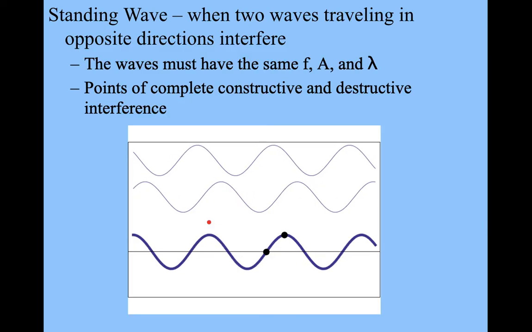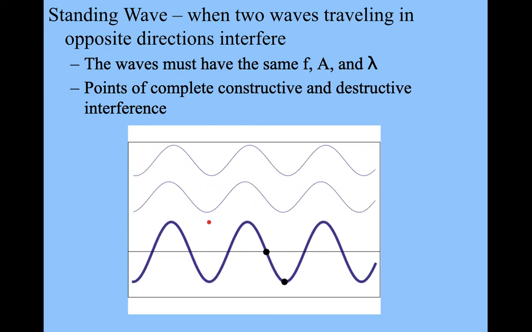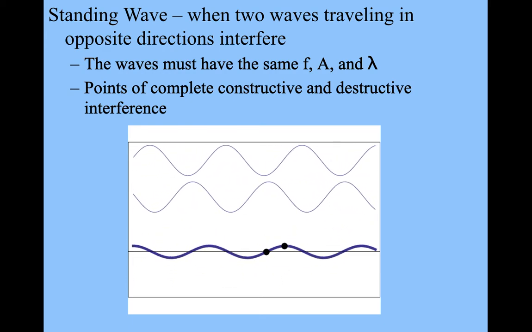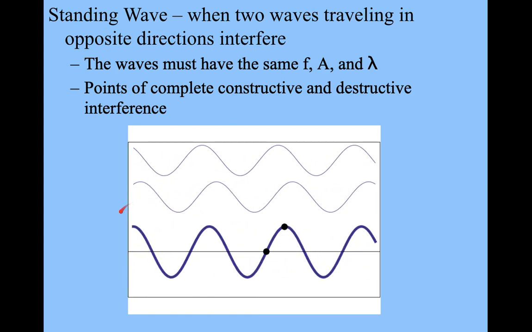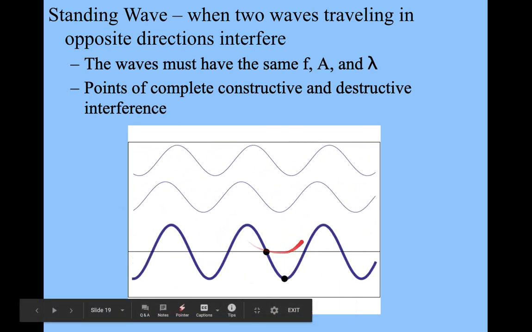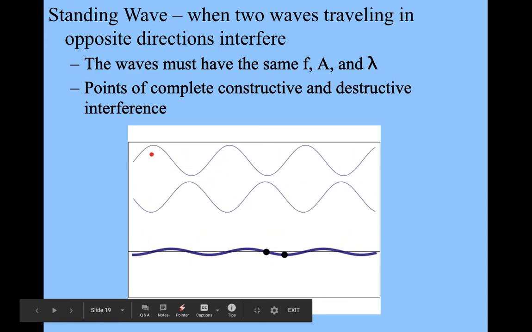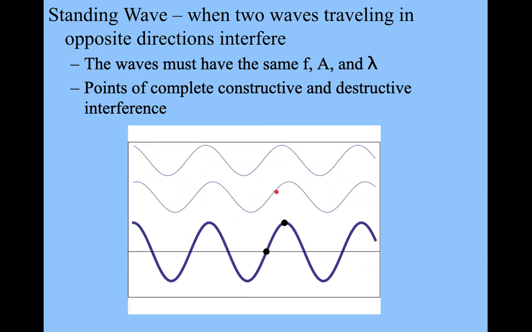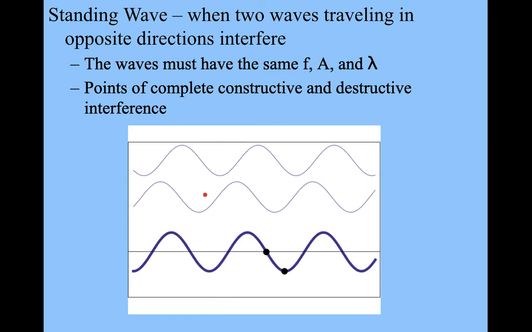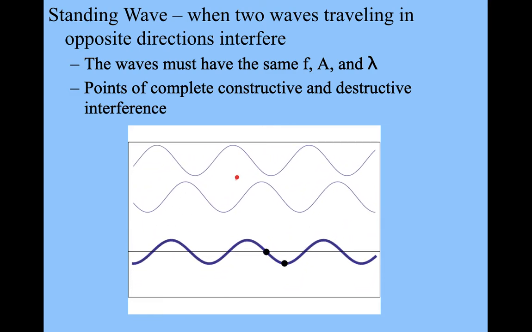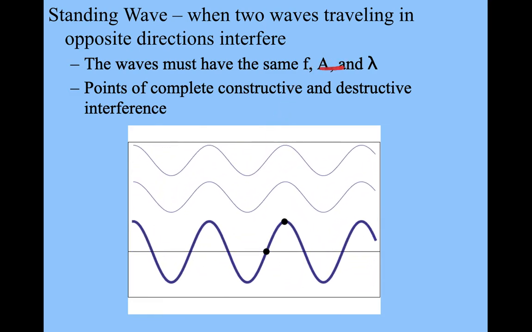Now, this is really important because when two wave formations come together, we often get what's called a standing wave. So here on the bottom, this is called a standing wave. It's the result of this wave moving this direction and this wave moving this direction. These two waves that are moving independently have the same frequency, amplitude, and wavelength.